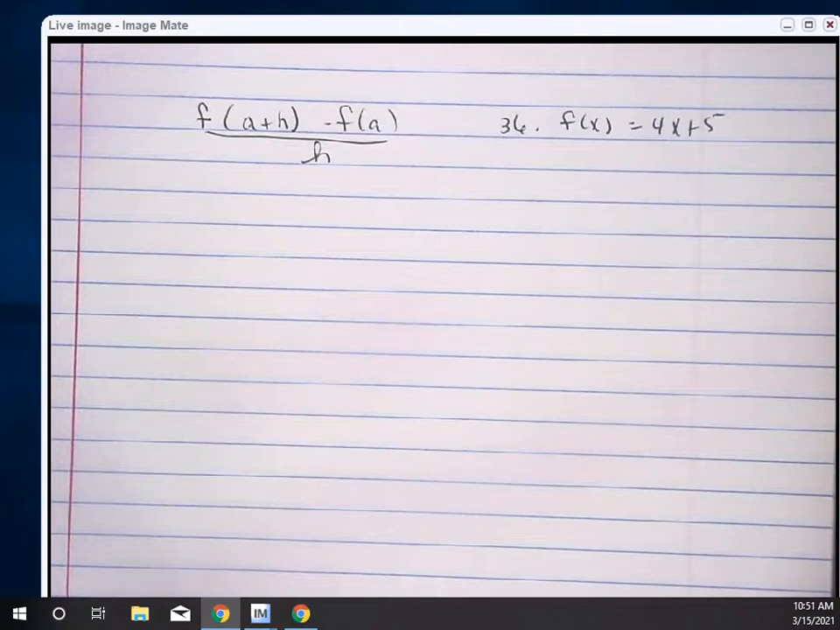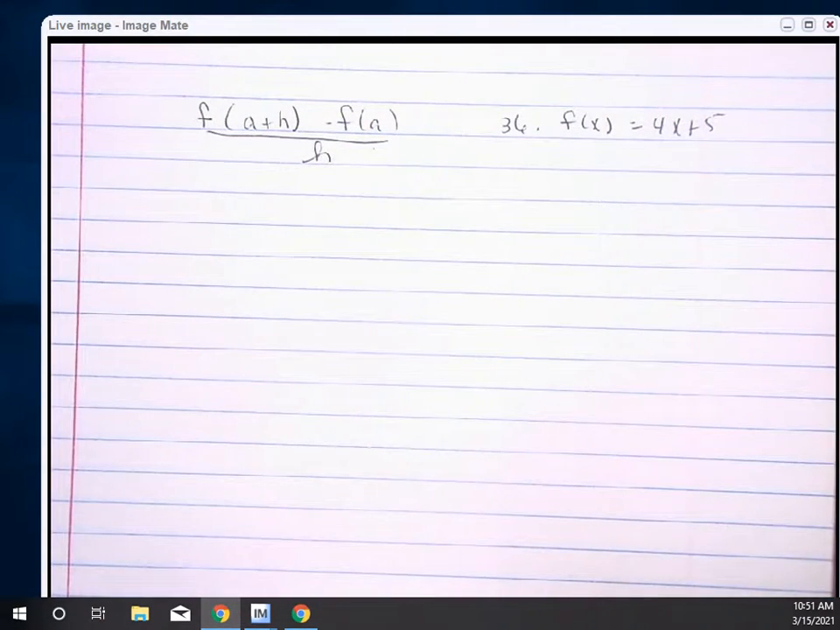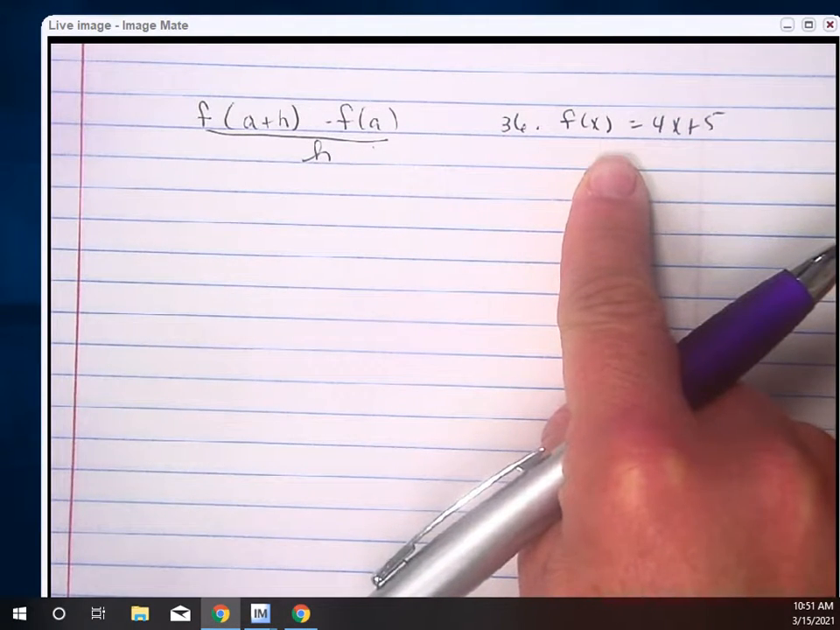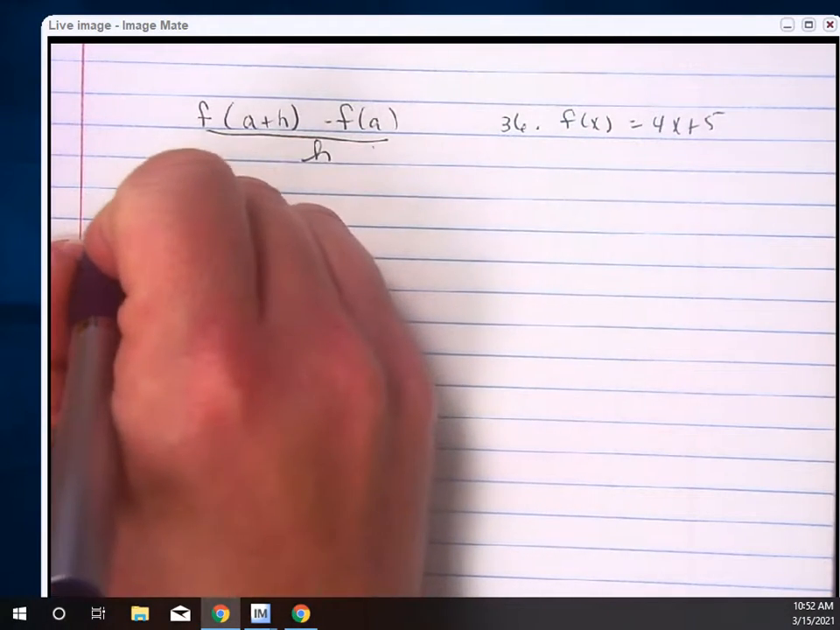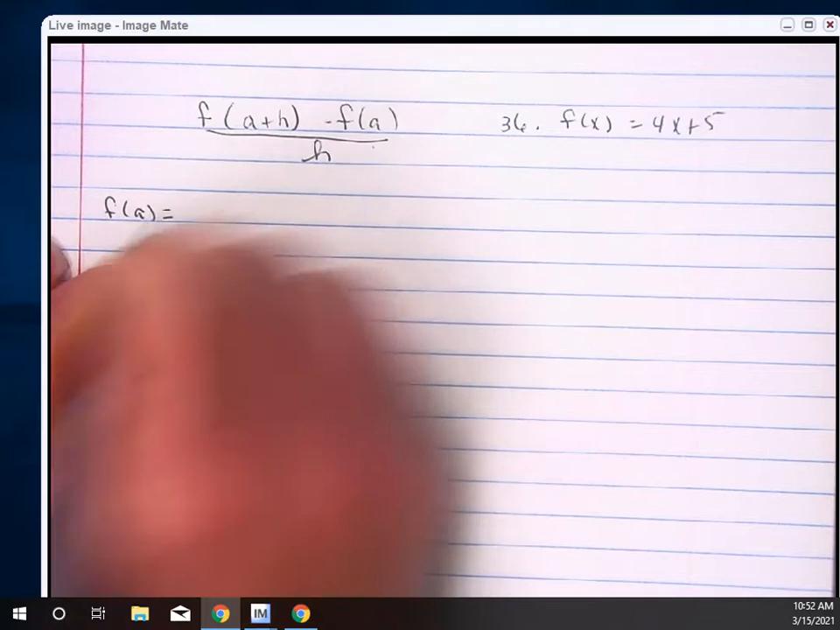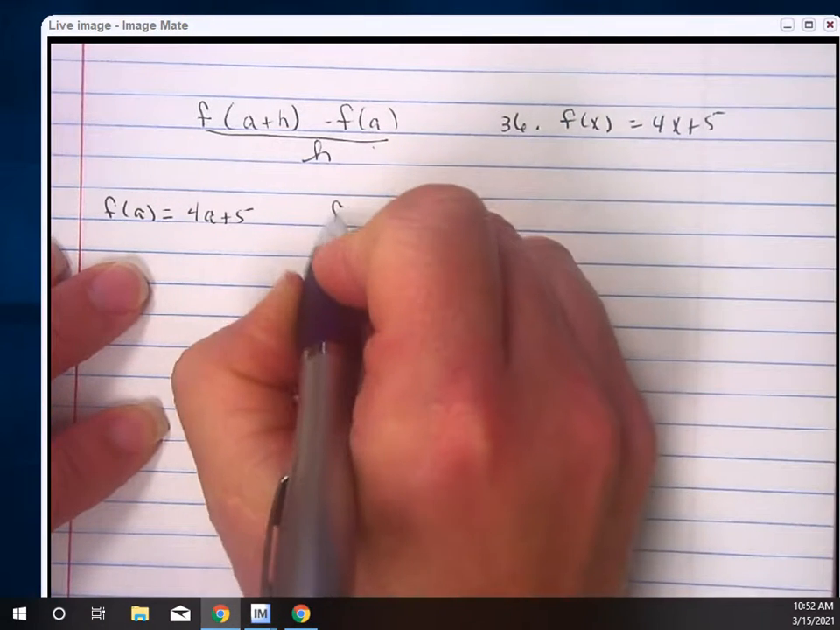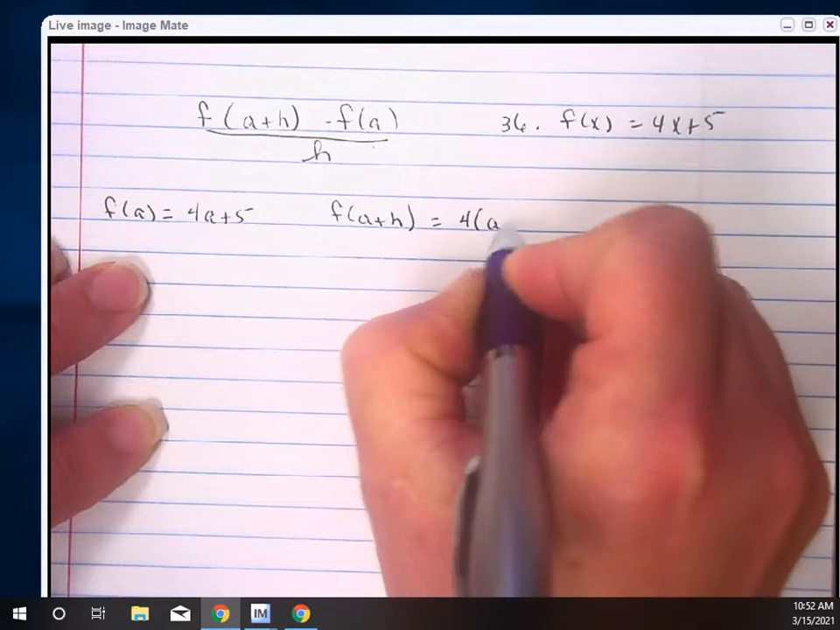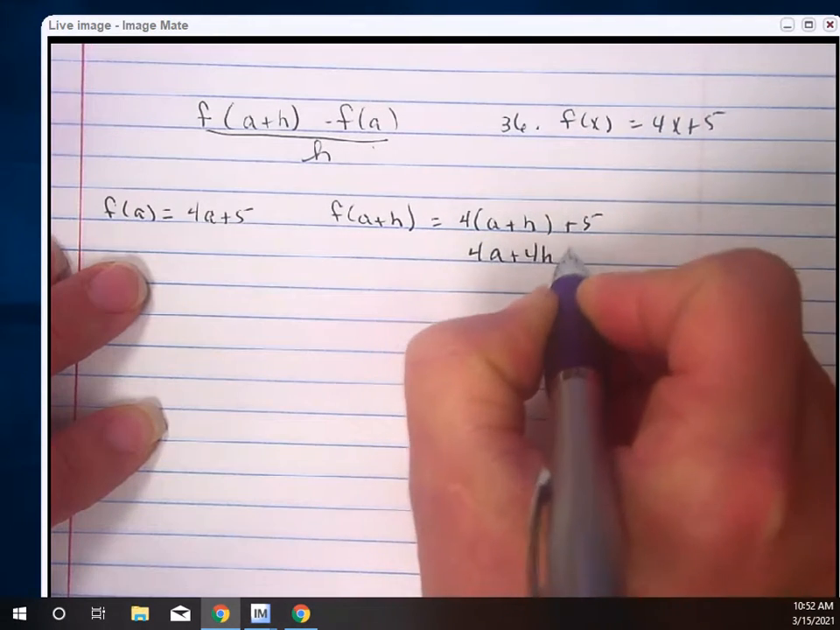When you're going to use the difference quotient and you're going to evaluate, this is function notation. Notice you have two things that you're plugging in for the x into your f of x function. I would advise you to write this out twice. F of a equals 4a plus 5. F of a plus h equals 4 times a plus h plus 5, which is 4a plus 4h plus 5.